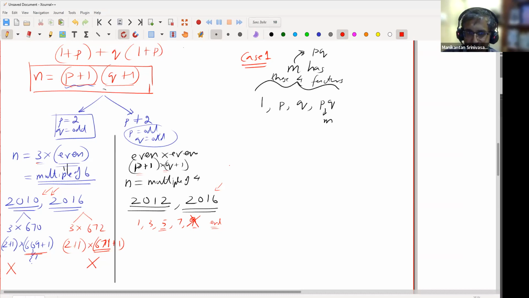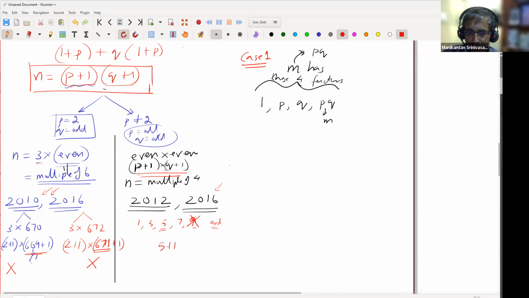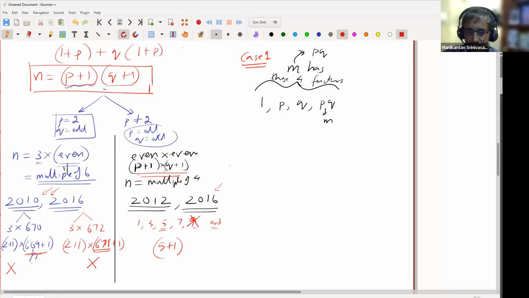So let's say one of them is 5, and plus 1 is 6. So that means this quantity is 6 times something. Let's say P is 5, so P plus 1 is 6. And can Q be something such that this product is one of these, right? We know 2012 is not even a multiple of 6. We saw 2010 was a multiple of 6, and 2016 was a multiple of 6. So the possibility is that 2016 works out in this case.